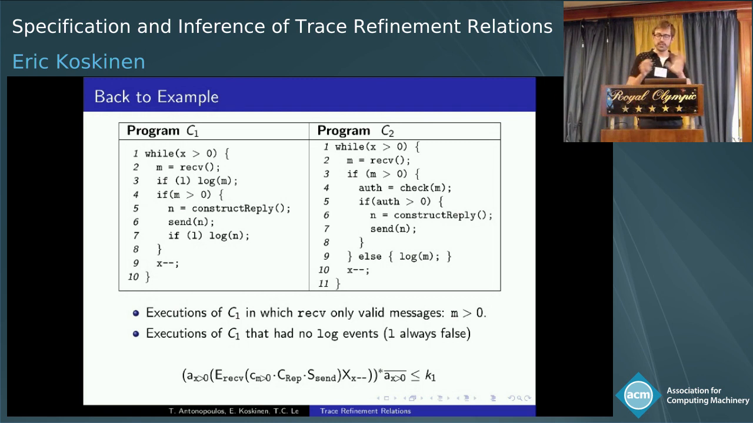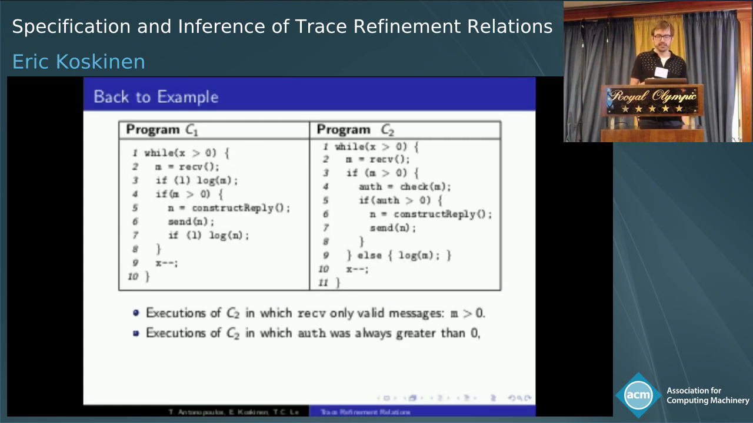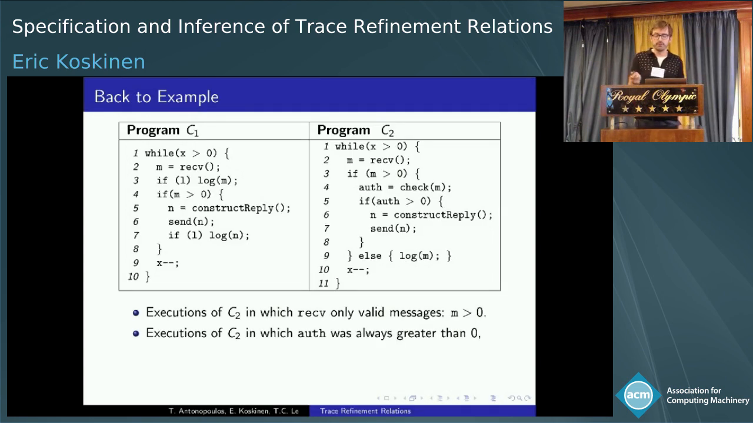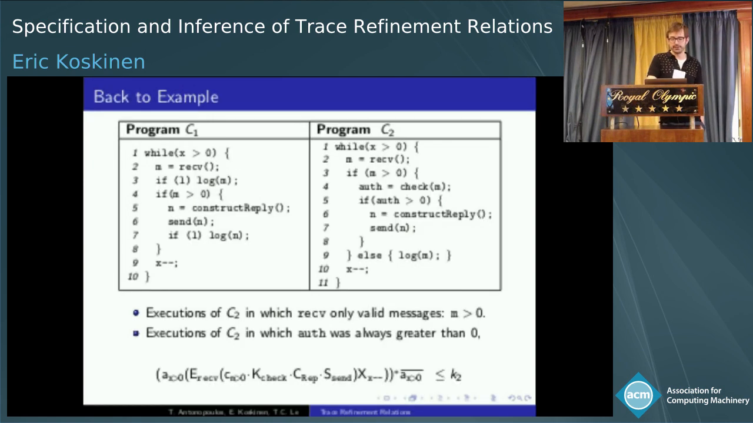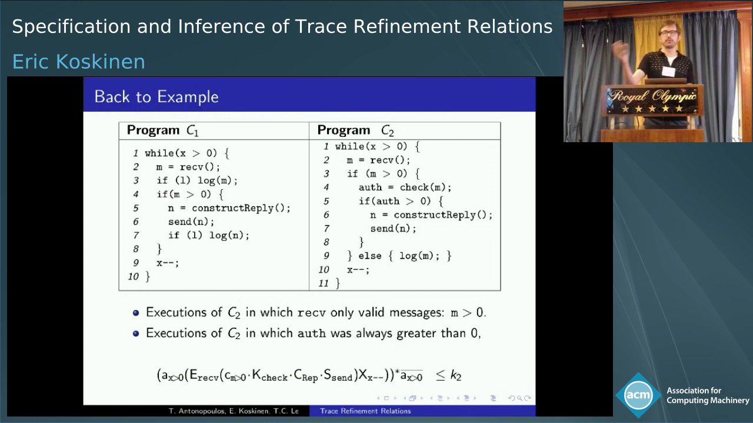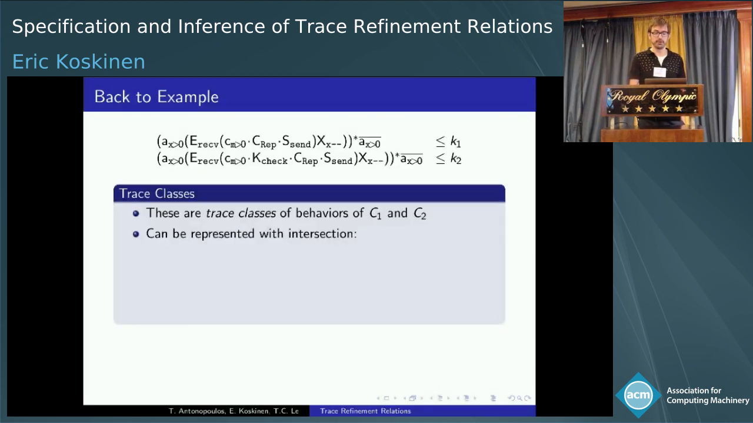So this is sort of focusing on certain classes of traces of C1. And we can do the same thing for the other program. So again, we'll focus on only receiving valid messages, but also only considering the ones where it authenticated okay. And again, we instrument these conditions, run abstract interpretation, and then we obtain another simple trace class description for program C2.